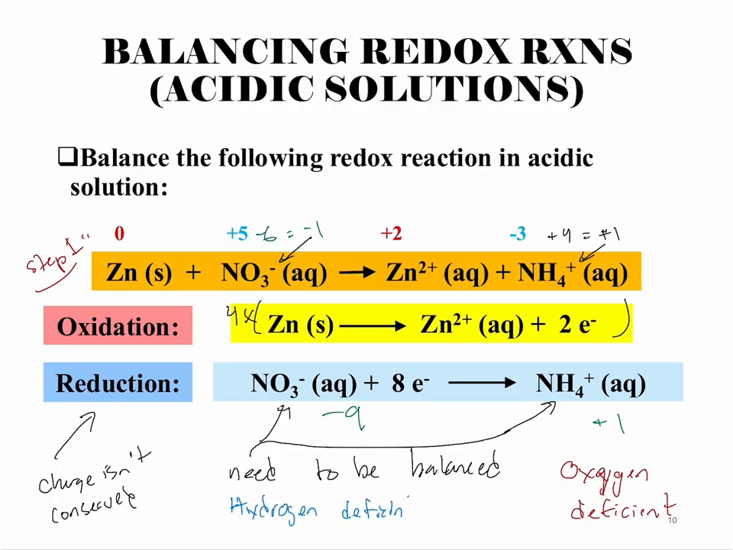deficient side. And you don't have to write this out and do this step, but it's good to identify this because now we know what sides we're going to be adding what to, right? Oxygen deficient side, we add our water molecules. In hydrogen deficient side, we add our hydrogen ions, right? Our hydronium ions.